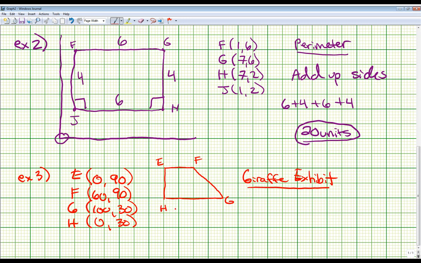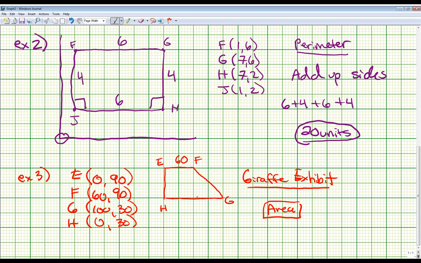And so they want us to find the area. That's what we're trying to do. So we're going to have to use the formula we learned earlier in this chapter for the area of a trapezoid. But in order to do that, we need to find the two base numbers, and we need to find the height number. E was at 0, 90, and F is at 60, 90. So from 0 to 60, we've increased by 60. So I know that this is 60 units long.